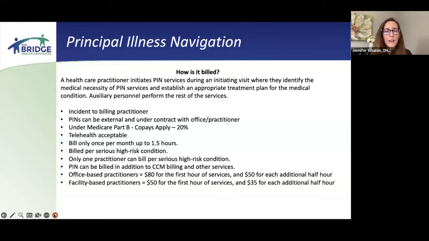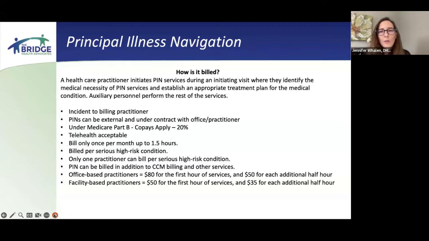And then these are the reimbursement rates. Now, as you know, CMS rates vary based on geography, but on average, it's 80 for the first hour of services for office-based practitioners, and then 50 for each additional half hour. For facility-based practitioners, it's 50 for the first hour of services, and then 35 for each additional half hour. They make that distinction between office-based and facility-based because they believe that in the facility, they're going to be billing for other services like chronic care management, and you're getting other services that CMS is reimbursing for that overlap with these PIN services. That makes sense to everyone.